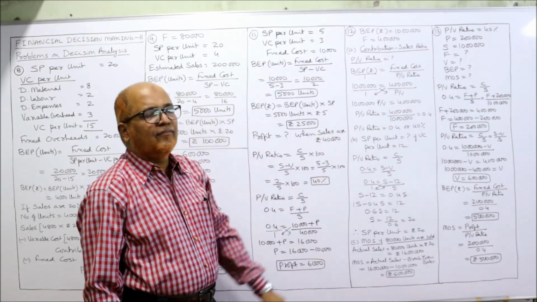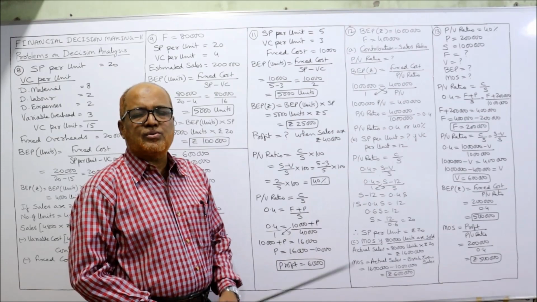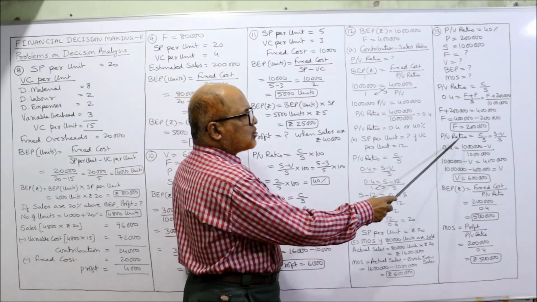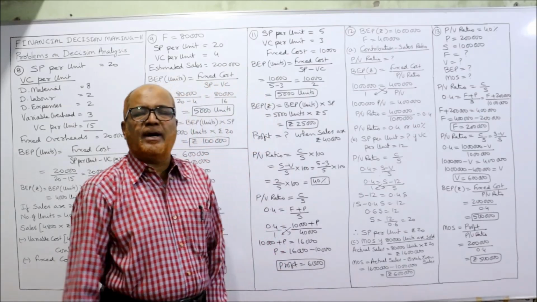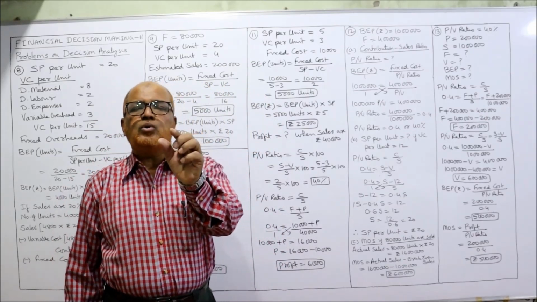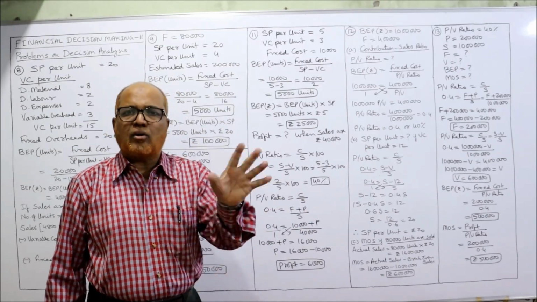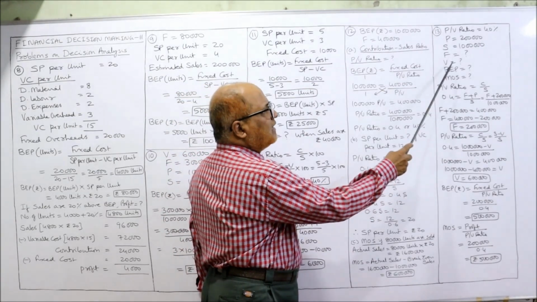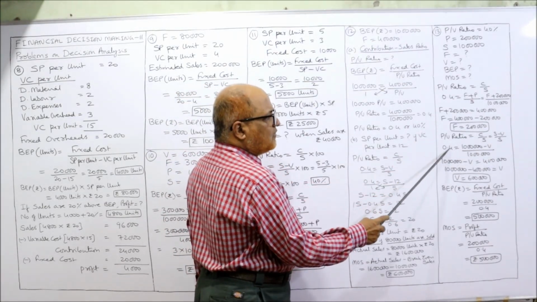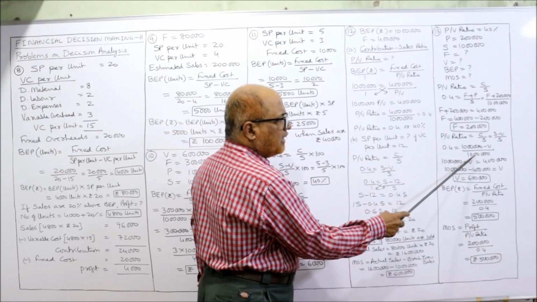Now similarly, we need the variable cost. Same formula, I will make use of the PV ratio formula. So PV ratio is equal to C by S. In place of C, I am writing S minus V. Remember, contribution we can take as F plus P or S minus V. Both are contribution, right? So S minus V I am taking because I need variable cost. So 0.4 is equal to sales 10 lakh minus V divided by 10 lakh.